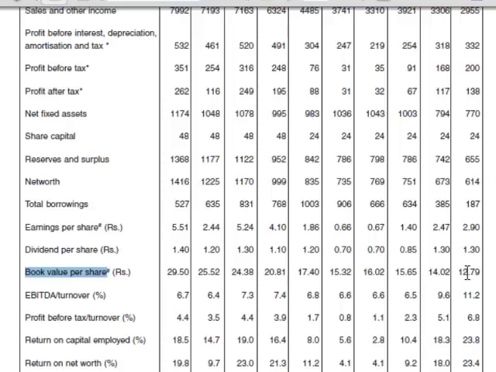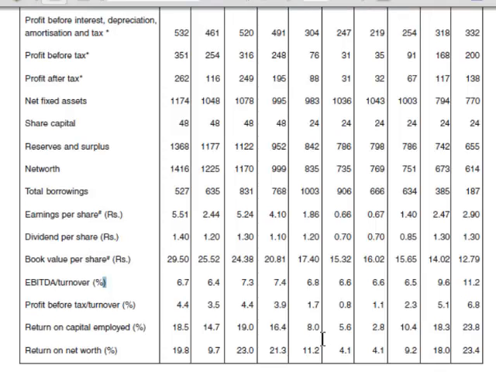Book value per share 12.79, 29.50, increasing slowly. How is book value per share calculated? Total net worth divided by number of shares. EBITDA turnover in percentage. What is this? EBITDA divided by turnover in percentage is what? Cash operating margins. EBITDA is cash operating profit, so this is cash operating margin.